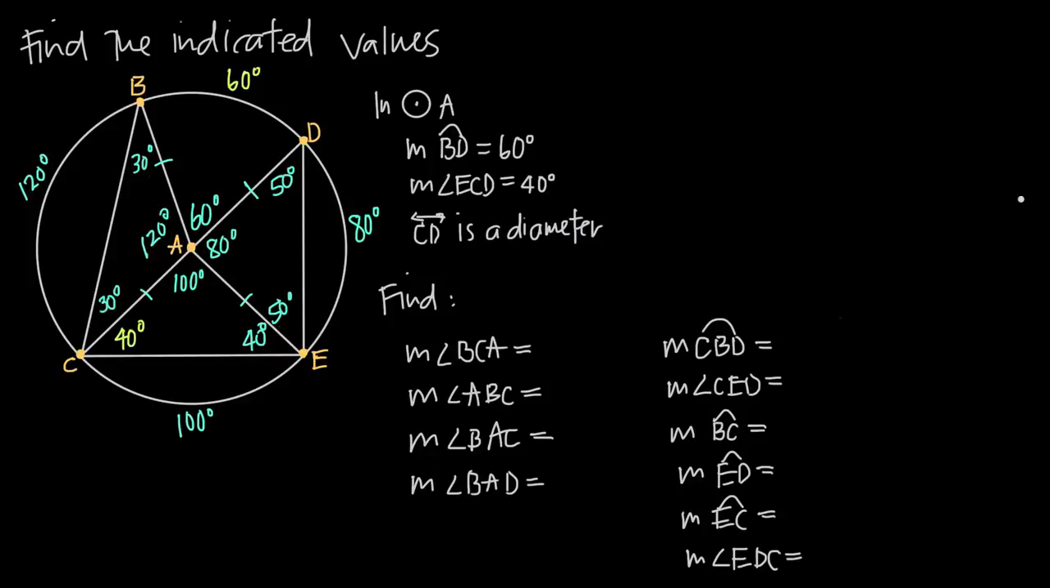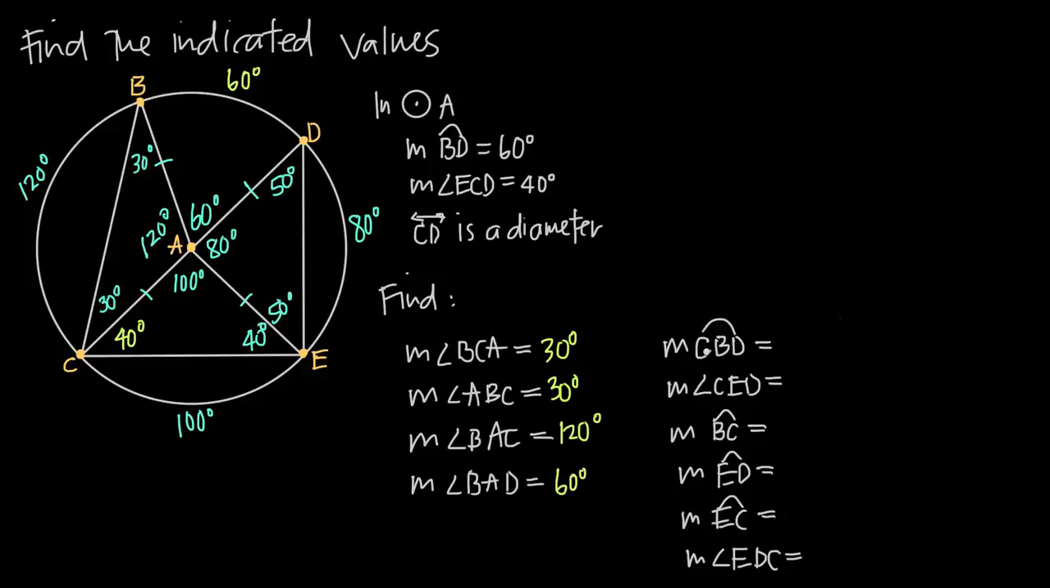So now that we've got everything labeled, let's go ahead and fill in what we've been asked to find. We've been asked to find the measure of angle BCA. So we'll go ahead and find BCA, and we can see there that that's 30 degrees. We've been asked to find the measure of angle ABC. So ABC, that's also going to be 30 degrees. Angle BAC, we already know that that's 120 degrees. And then the angle measure of BAD, so BAD is going to be 60 degrees.